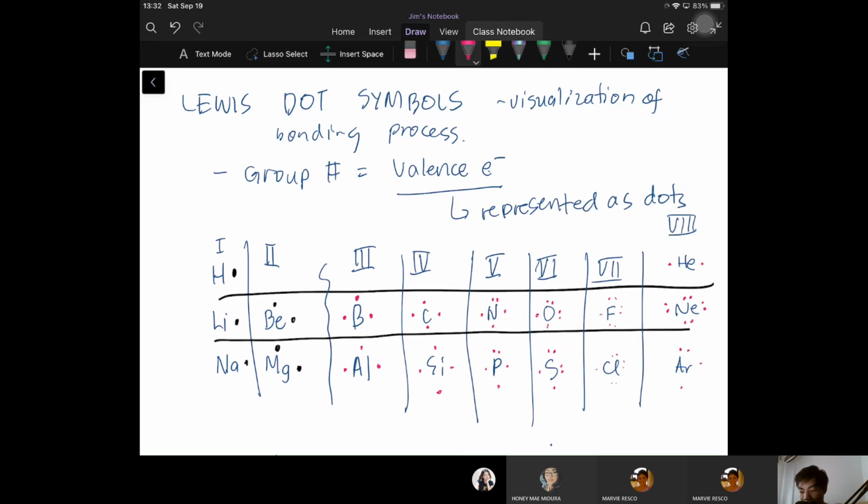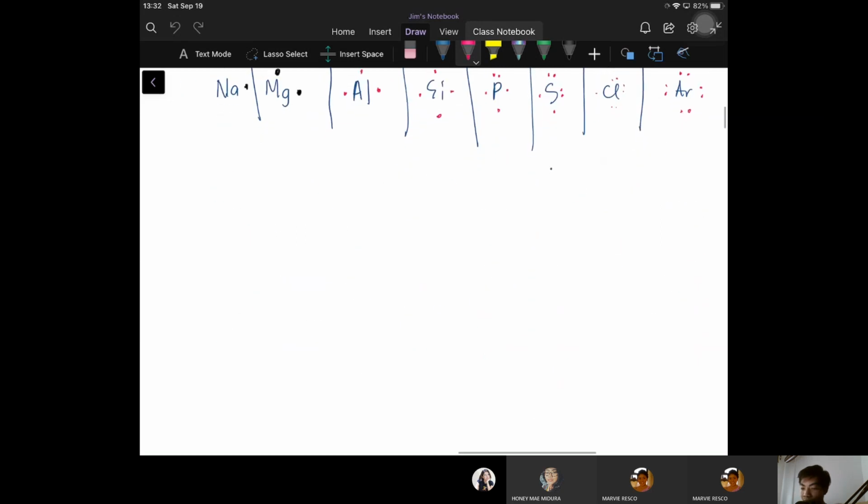So yan. So this is how you represent the atoms daw according to Lewis. So again, paano yung Lewis dot symbols? That is a visualization of bonding process wherein the group number will correspond to the valence electrons. Just like what we said earlier. And these valence electrons are represented as dots. So 1 dot for group 1, 2 dots for group 2, group 3, group 4, group 5, group 6, 7, up to 8. So may corresponding dots. So gamitin natin yan sa ionic bonding.